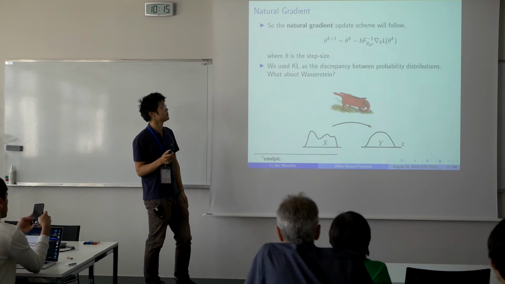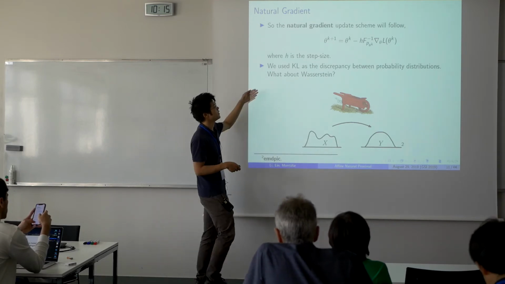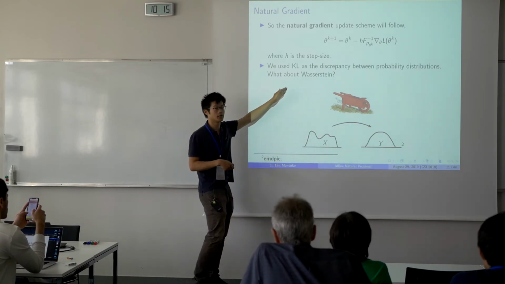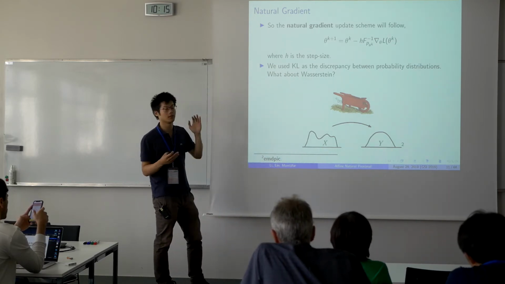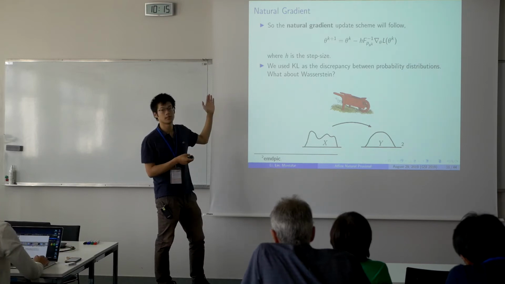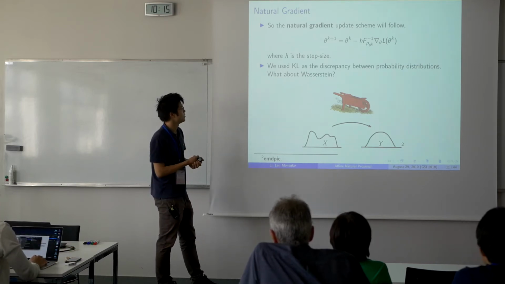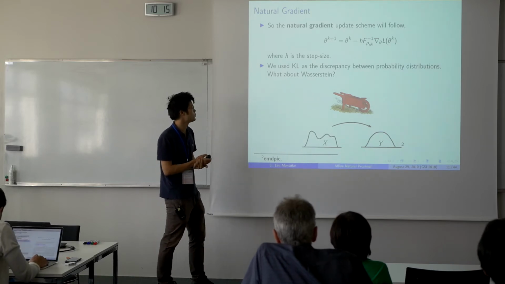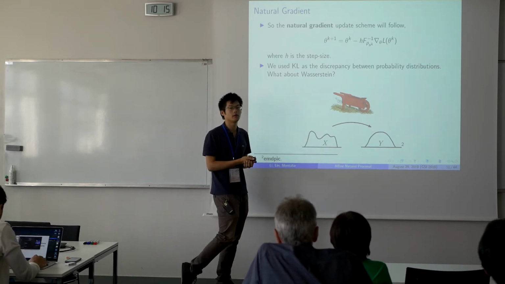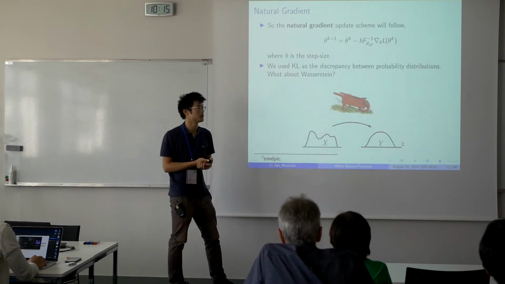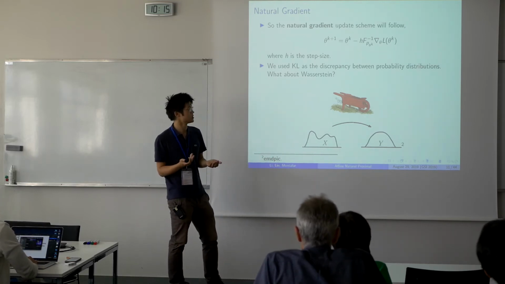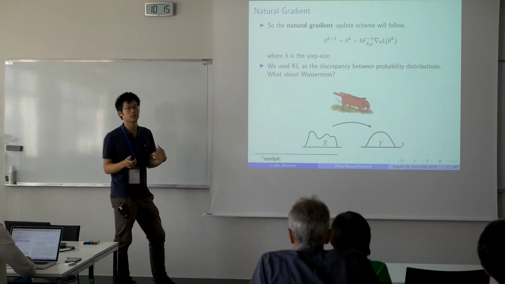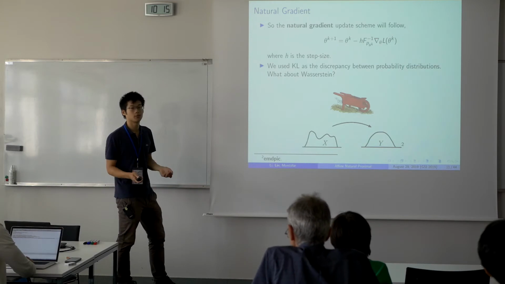The natural gradient update scheme will then follow theta k plus 1 equals theta k minus h times the Fisher information matrix inverse times the gradient, where h is the step size. So natural gradient uses the KL between probability distributions, but we were thinking, what about the Wasserstein metric instead of the KL metric? The Wasserstein metric is used in things like optimal transport.